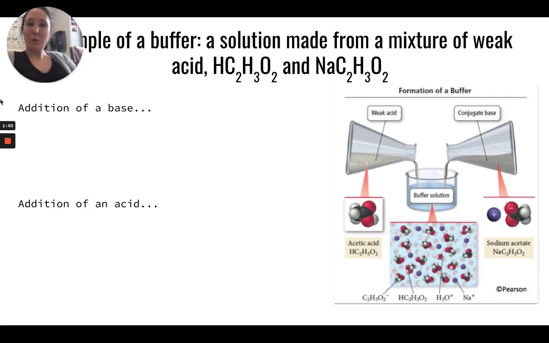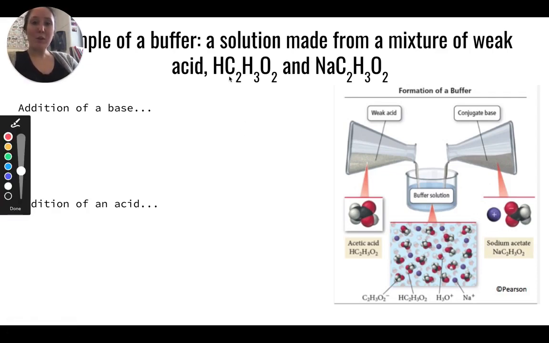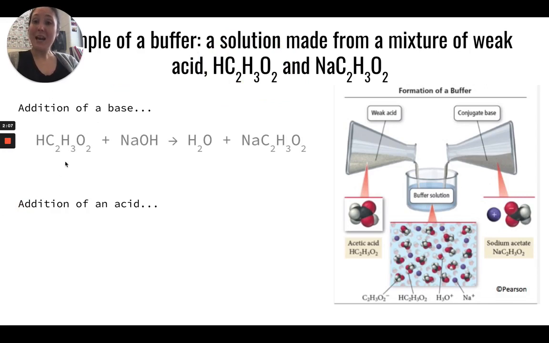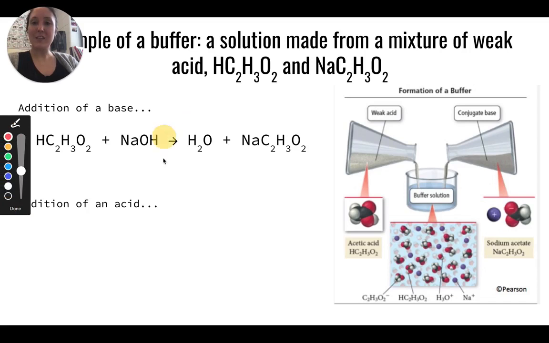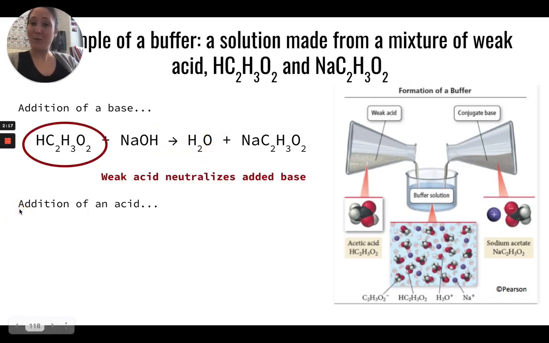So let's see what would happen if I add a base to this buffer. Which part of my buffer is going to be involved here? Well, if I need to neutralize a base, I need to use my acid. So with the addition of a base, the weak acid component of the buffer is going to react and neutralize that added base, forming water. It is able to react with that excess base and produce water and neutralize that addition.